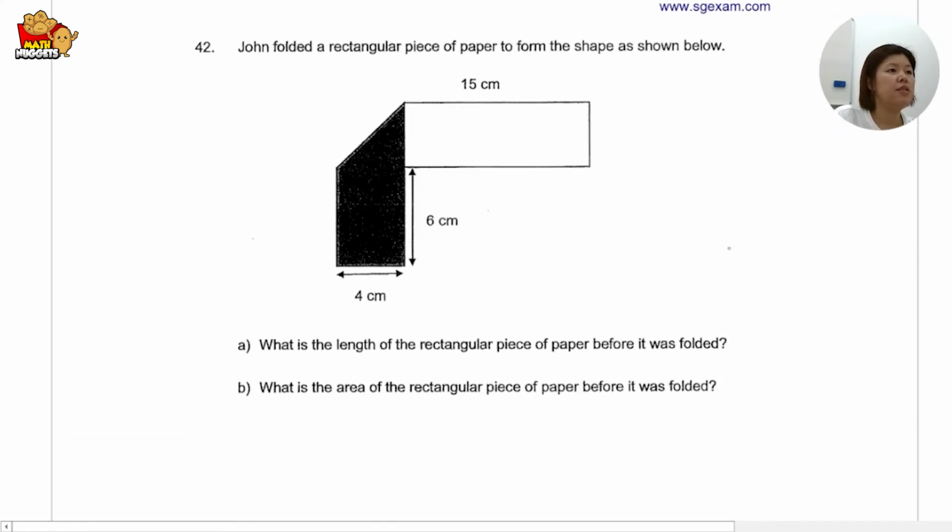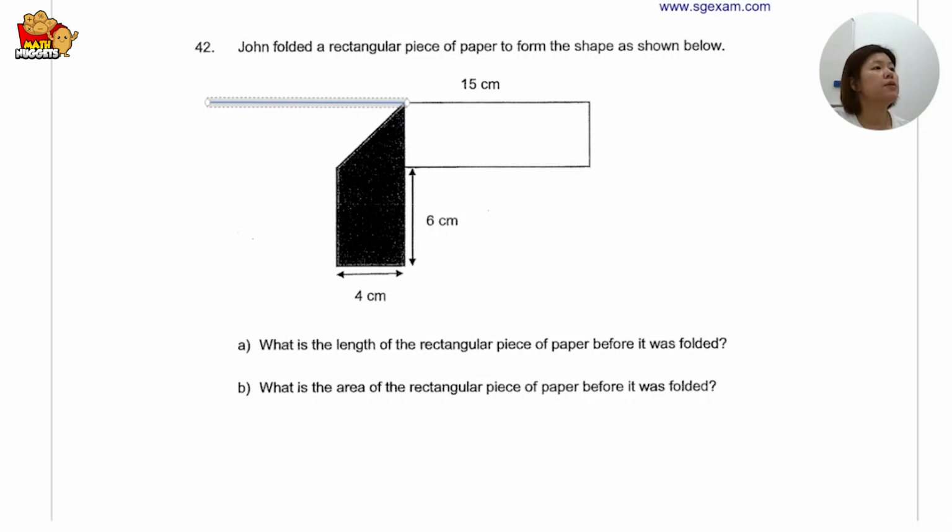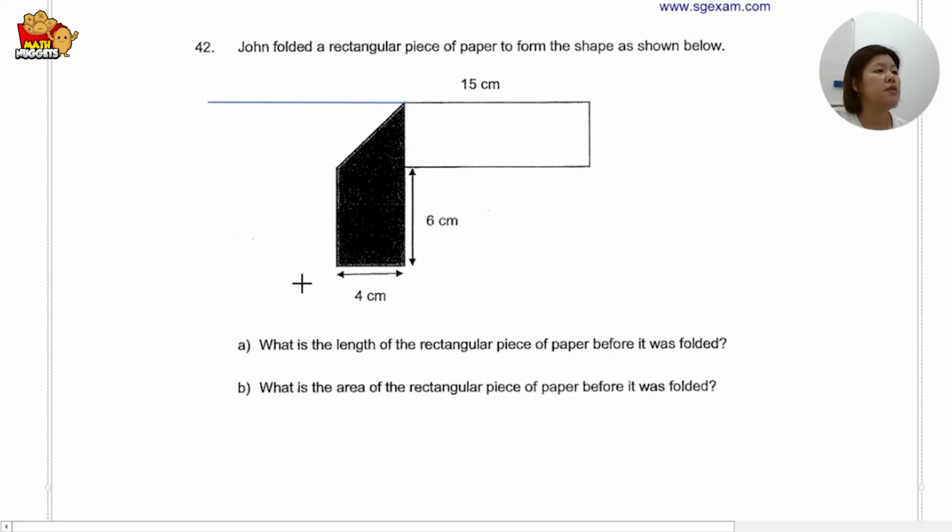Next is area and perimeter again. And this is a folded paper. So remember, every time when it's folded, please redraw it back so that you can see it properly.